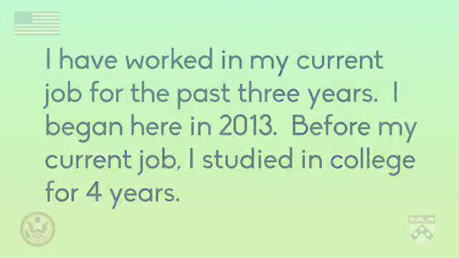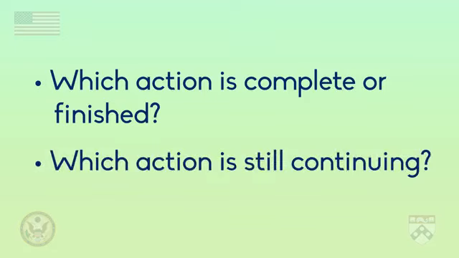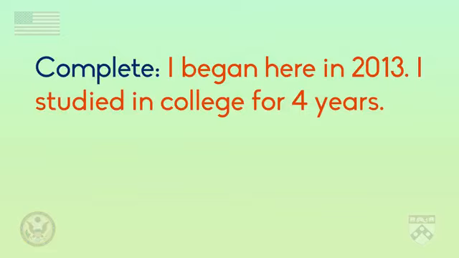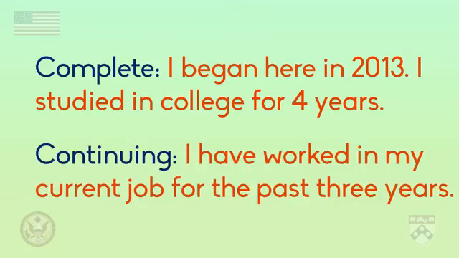In which of these sentences is the action complete or finished? In which of these sentences is the action still continuing to now? What do you think? That's right. The correct answer is, I began here in 2013 and I studied in college are complete or finished actions. I have worked in my current job for the past 3 years is still continuing.